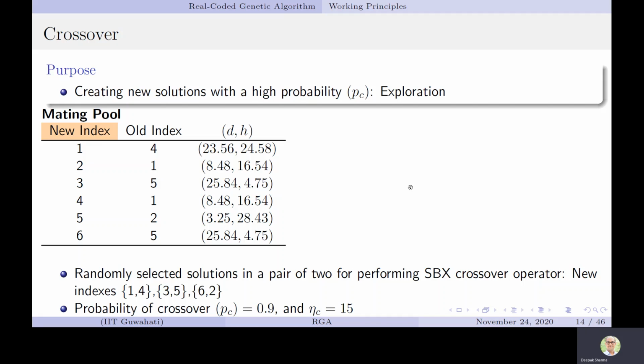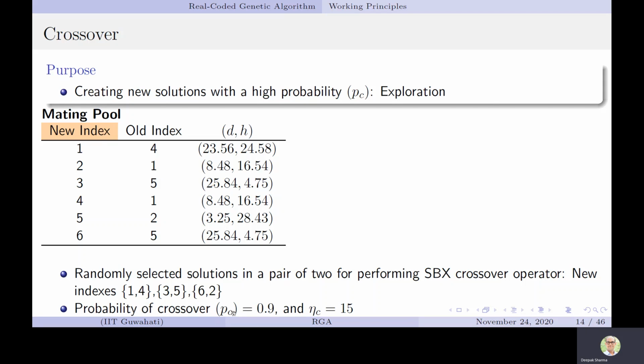Now for crossover, we are going to learn about one of the crossover operators, which is performed between two solutions. So we are going to choose two solutions randomly. Say, for example, as per the new index, we will be selecting 1 and 4 and then performing crossover, then 3 and 5 and performing crossover, then 6 and 2 and performing crossover.